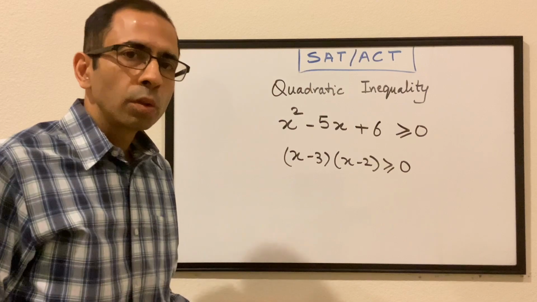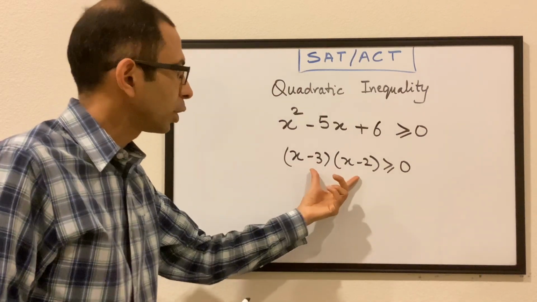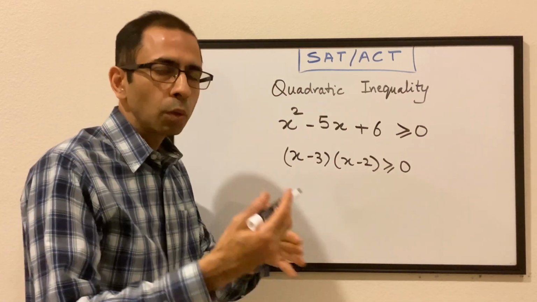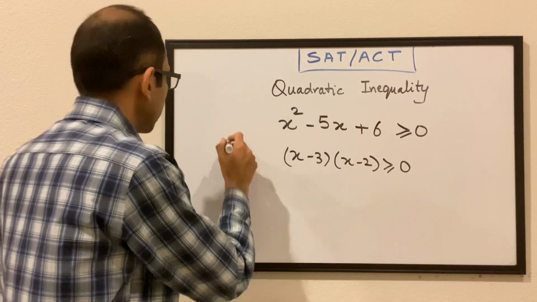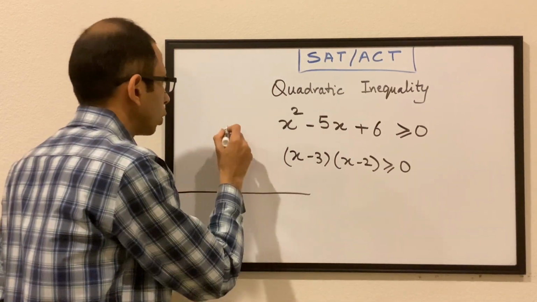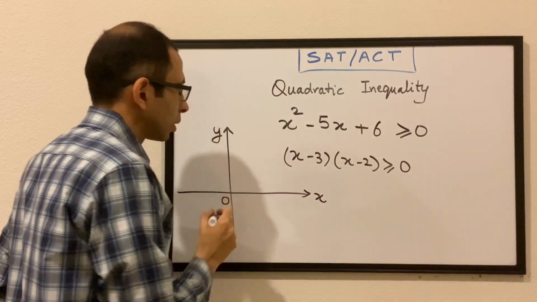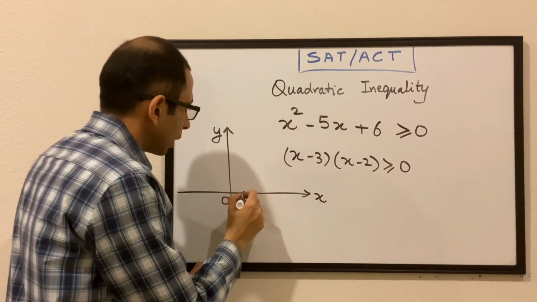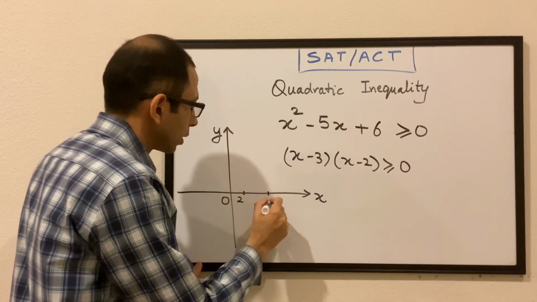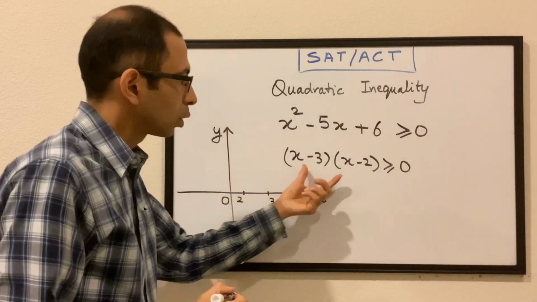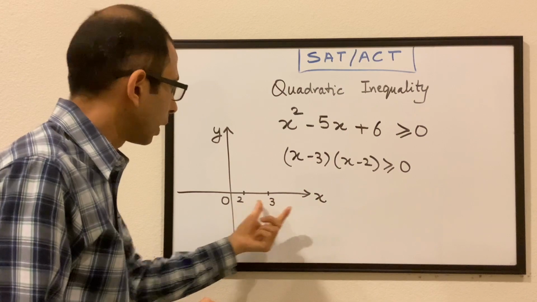Now, what are the two roots of this function? 3 and 2. x equal to 3 and x equal to 2. What it means is that if you were to visualize this function on an xy axis, it would be something like this. This is 2 and this is 3, let's say. So these are the two x-intercepts, 2 and 3.